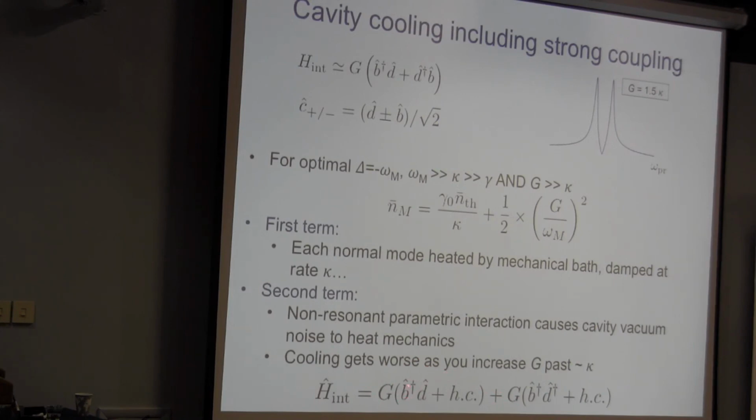I want to move my hot phonons into my cavity, so destroy a B, create a D. If I make G big enough, this term here that creates a phonon and a photon, even though that's not resonant, that doesn't conserve energy, starts to be important. The upshot is, you make big G large enough, bigger than kappa, you start to see the physics of these two normal modes, but at the same time, your cooling actually gets worse.